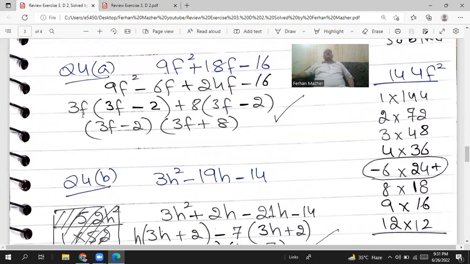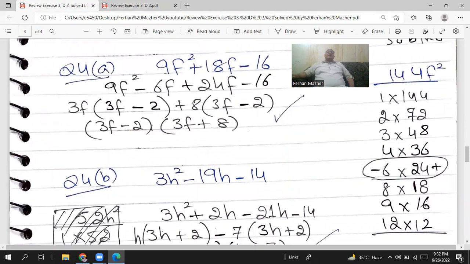From the first two terms, 3f is common. So when you divide 9f square by 3f, you get 3f. When you divide minus 6f by 3f, you get minus 2. From the last two terms, plus 8 is common. When you divide 24f by 8, you get 3f. When you divide minus 16 by 8, you get minus 2.